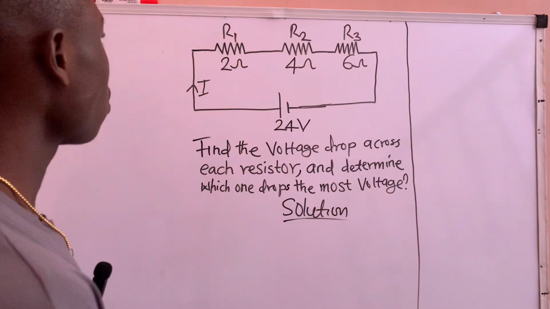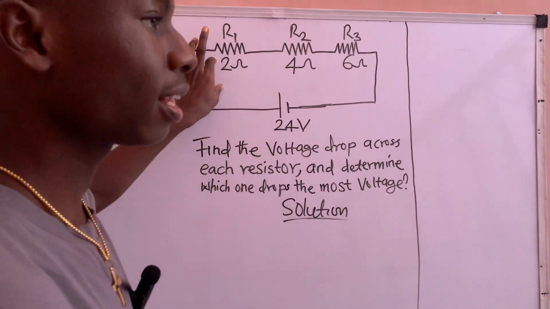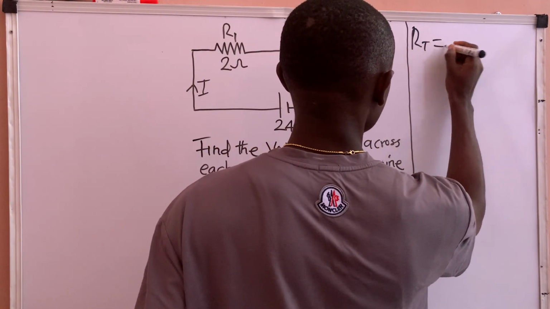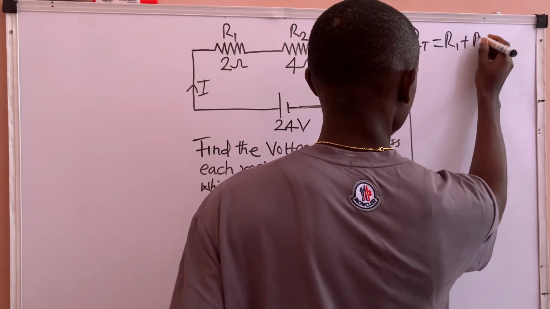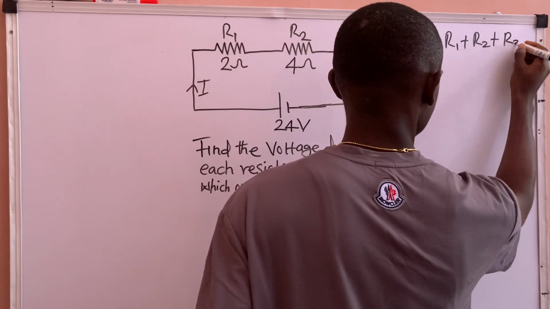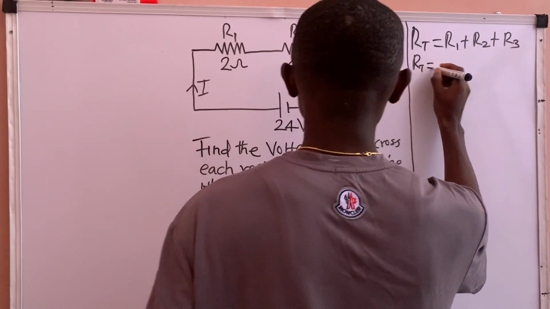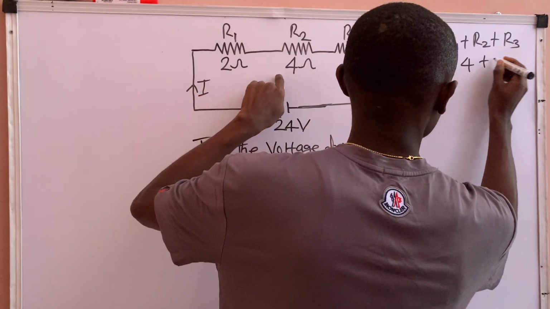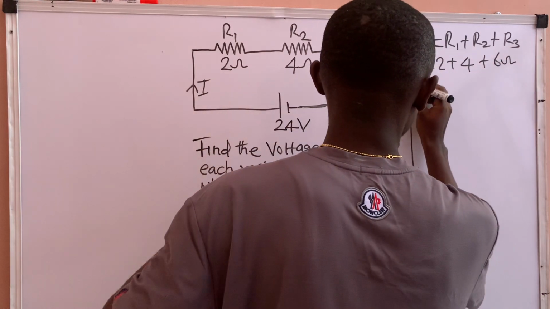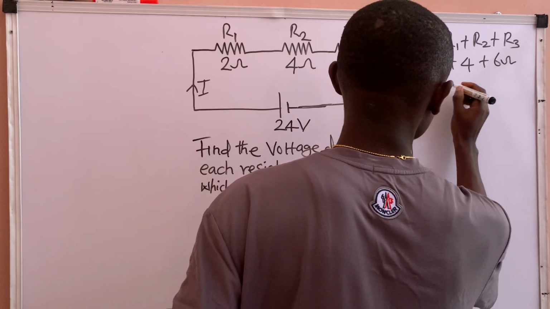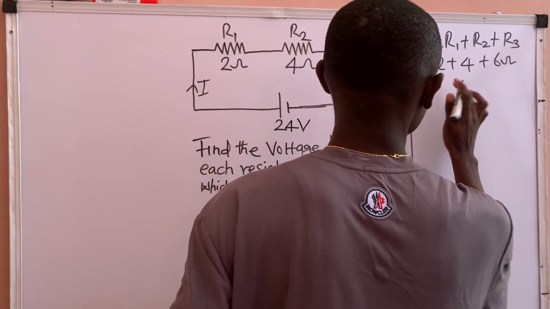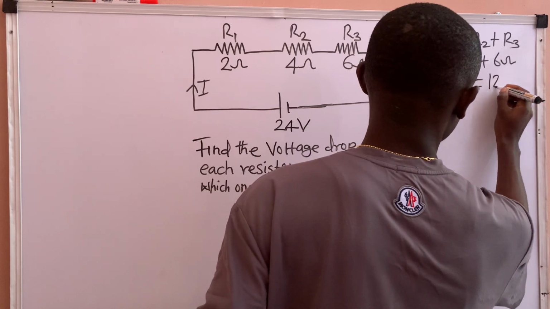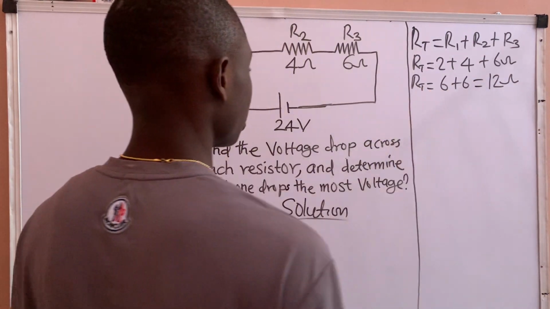First of all, we will find the total equivalent resistance, R_T, which will be equal to R1 plus R2 plus R3. Therefore, R_T will be 2 ohms plus 4 ohms plus 6 ohms. 2 plus 4 is 6, plus 6 ohms, which will be 12 ohms. That is the total equivalent resistance of the circuit.